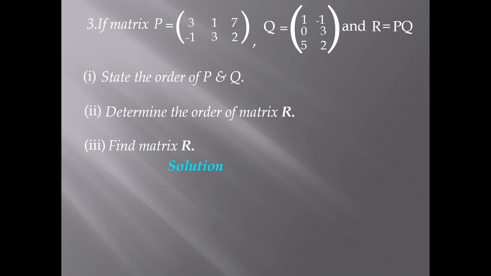Ask yourself that question. What is the order of matrix P? How are you going to derive the order of matrix P? You look at the number of rows. How many rows are in matrix P? And how many columns are in matrix P?